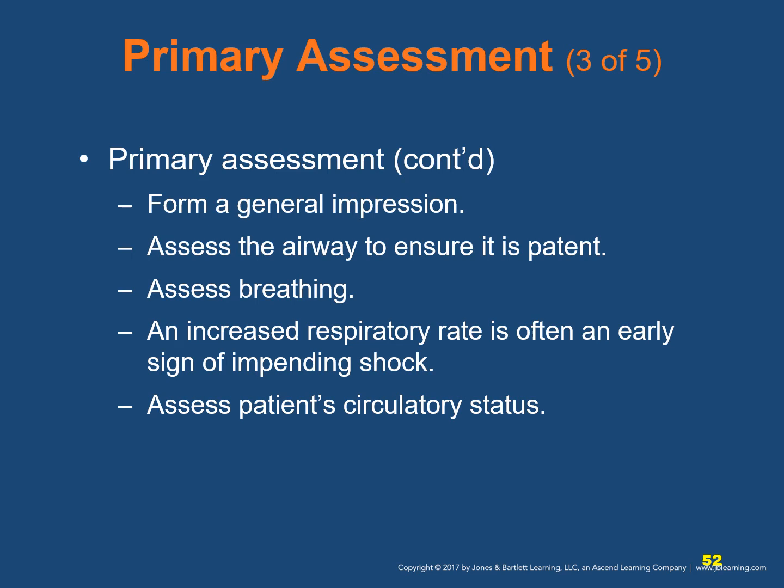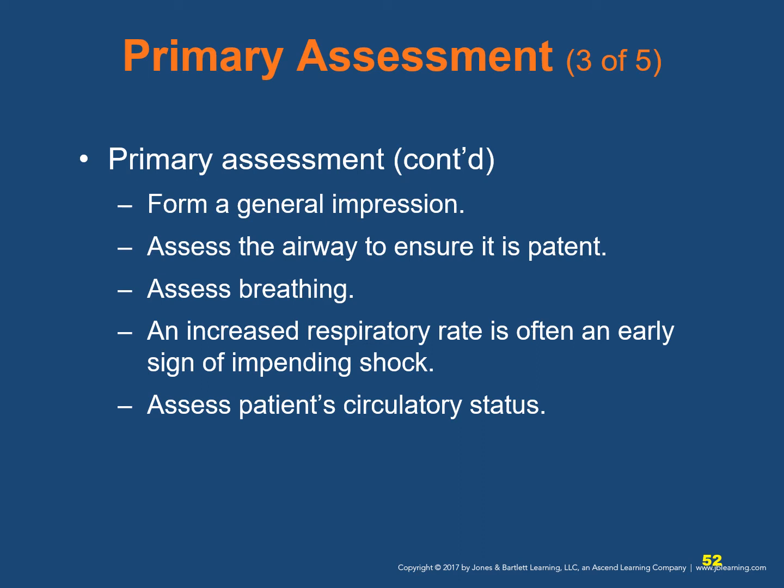Airway and breathing. Assess the airway to ensure it is patent. Quickly assess breathing. Observe the patient for signs of accessory muscle use, such as the muscles of the neck, intercostal retractions, and use of abdominal muscles. An increased respiratory rate is often an early sign of impending shock. Assess for wheezes or abnormal breathing sounds. Administer high-flow oxygen or, if needed, assist respirations with a BVM.